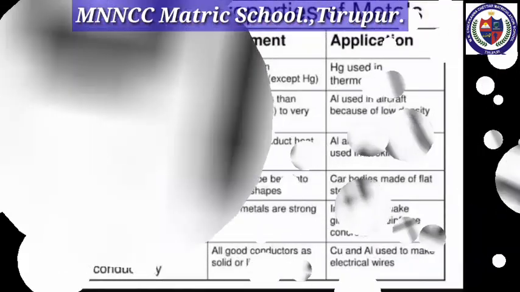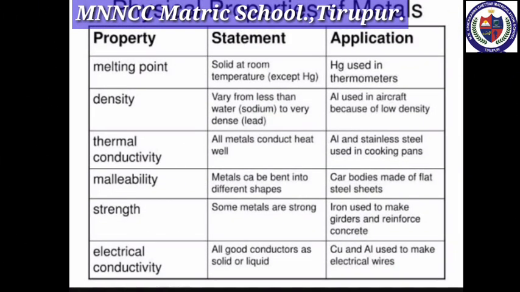So first, melting point. Solid at room temperature. For example, mercury is used in thermometers. Density. Generally, metals have high density except sodium and potassium. For example, aluminum is used in aircraft because of low density. Number 3, thermal conductivity. All metals conduct heat well. For example, aluminum and stainless steel are used in cooking pans.